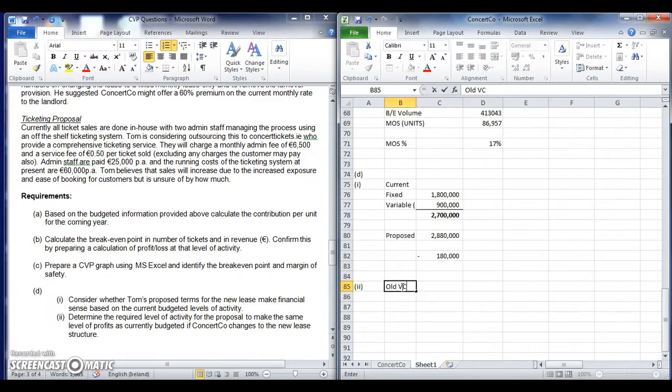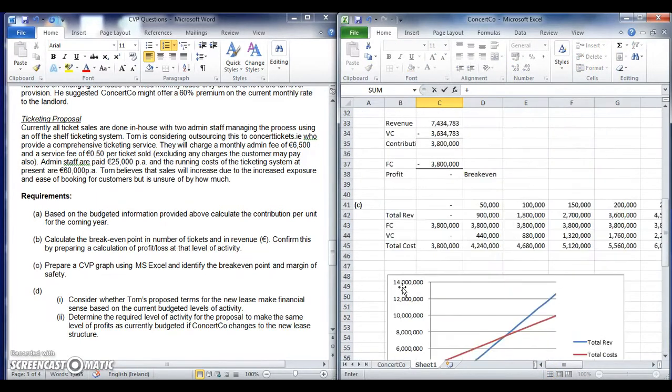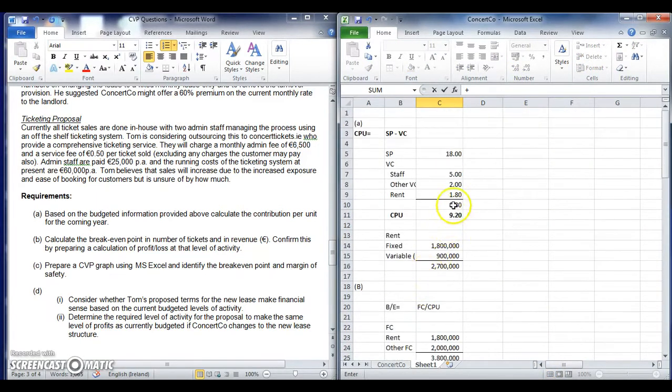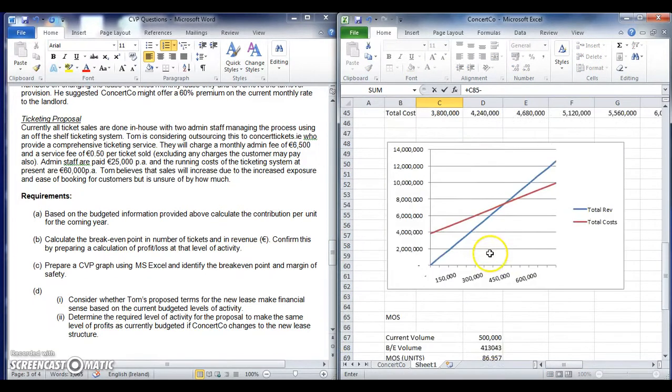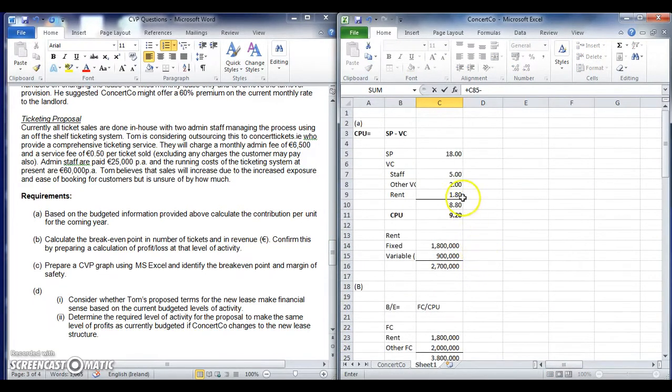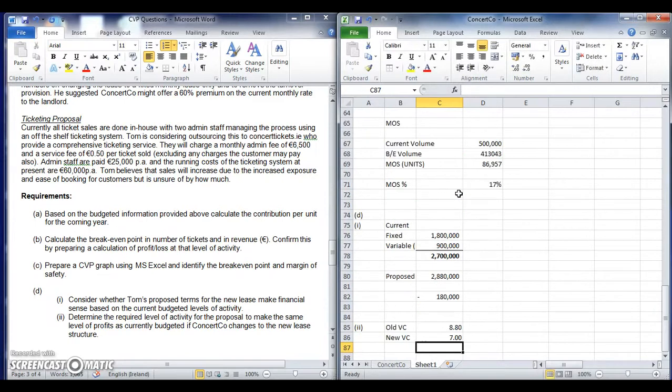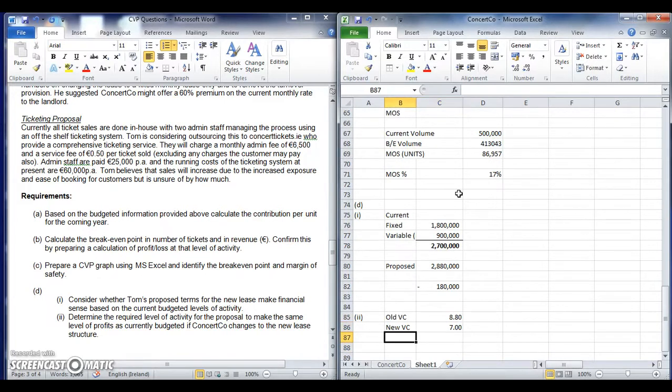Well, our old variable cost we'll take first. Our old variable cost was 8.80. However, for the new variable cost, we no longer have the 10% of revenue if we change to a completely fixed rent. Therefore, we remove the 1.80, which is the 10% portion, from the 8.80. So remember, for every extra ticket we sell under the old arrangement, we had to give 10% of that to the landlord. Under the new one, that will be gone. So the new variable cost is 7.